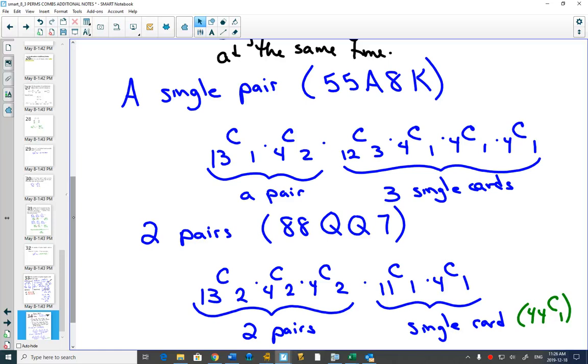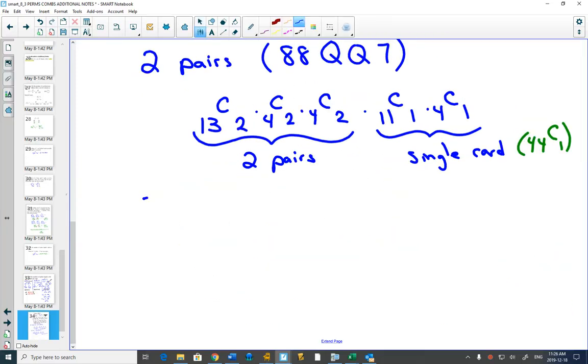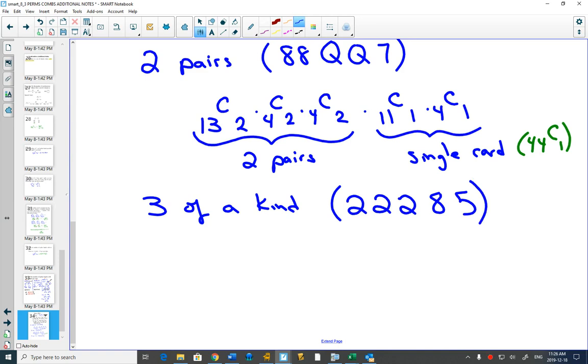First of all, has anyone figured out how many have a single pair out of the 2.6 million? No? Anybody figure out the second one? All right, we'll write down our numbers later. Three of a kind. That's when you get 3 of one kind and the other ones are different. Do you want to try this one on your own? See if you can use the strategy. I'll put it up in a second.